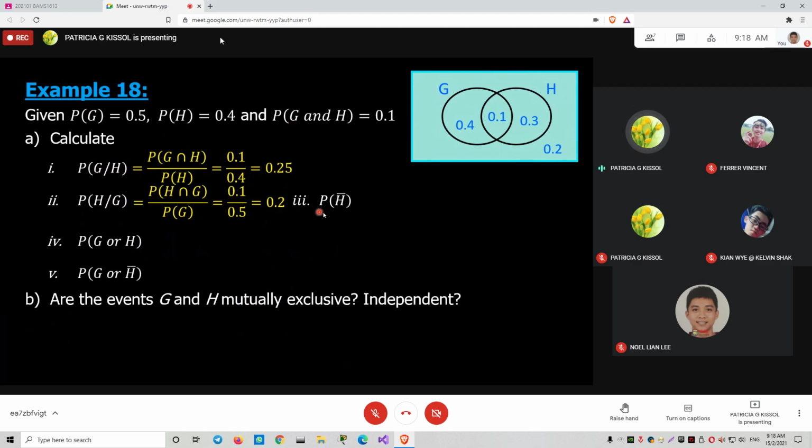Okay, now the third one is probability of not H. For probability of not H, you need to be aware we have probability of H, which is equal to 0.4.